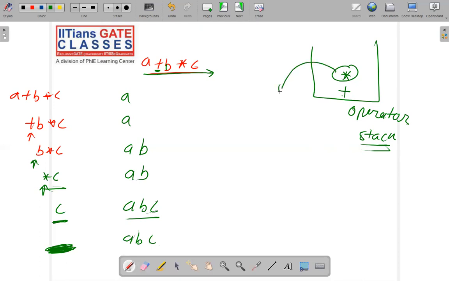As you pop, star first. Star will come up, you popped it. Then you pop plus, plus will be printed. So this is our postfix expression.